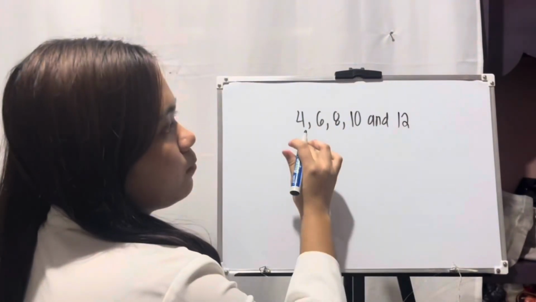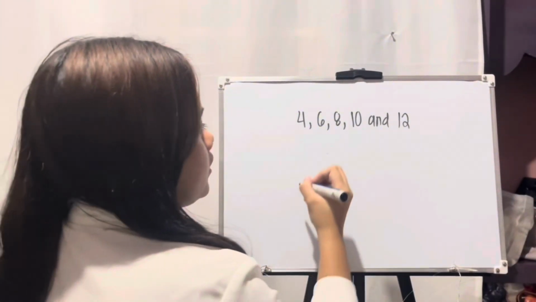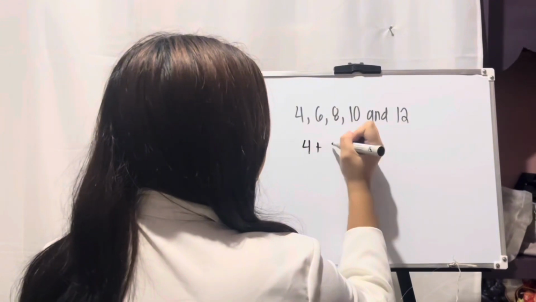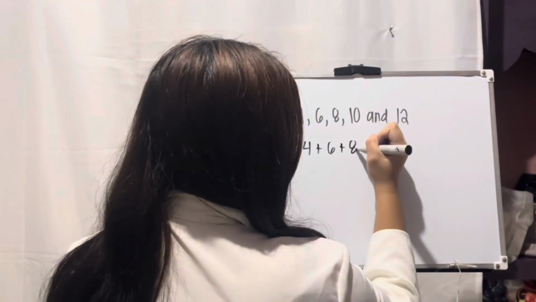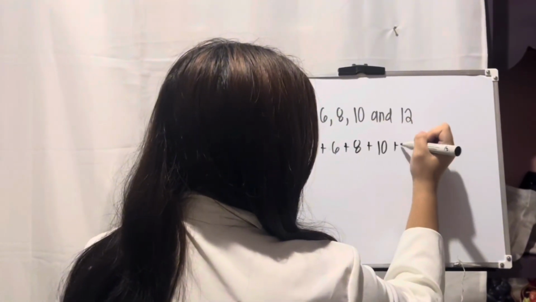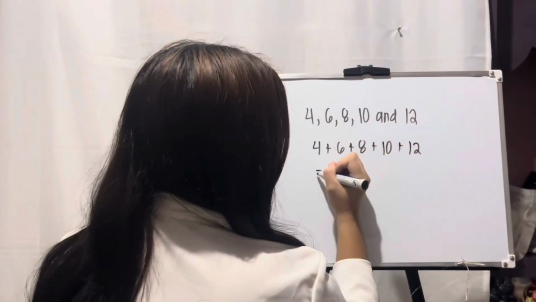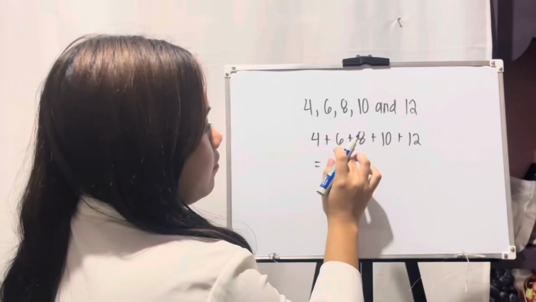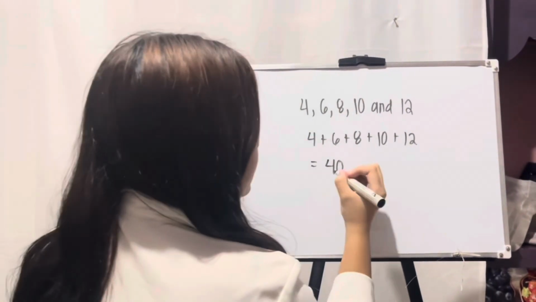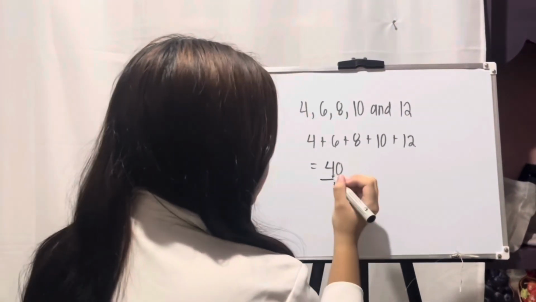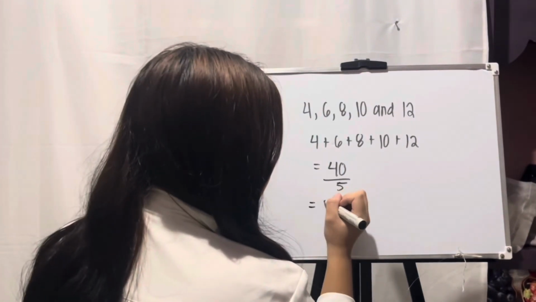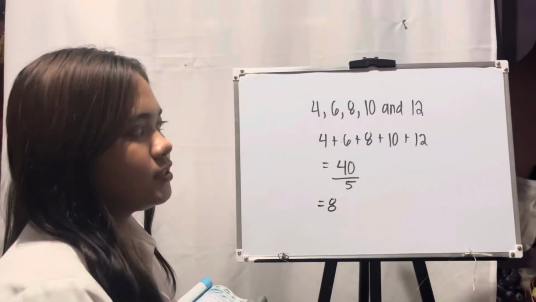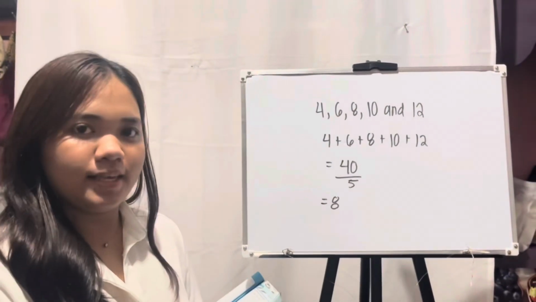To find the sum of these numbers, we just need to add them. So 4 plus 6 plus 8 plus 10 plus 12 equals 40. Since there are 5 numbers, we just need to divide it by 5. So 40 divided by 5 is equal to 8. Therefore, the arithmetic mean is 8.